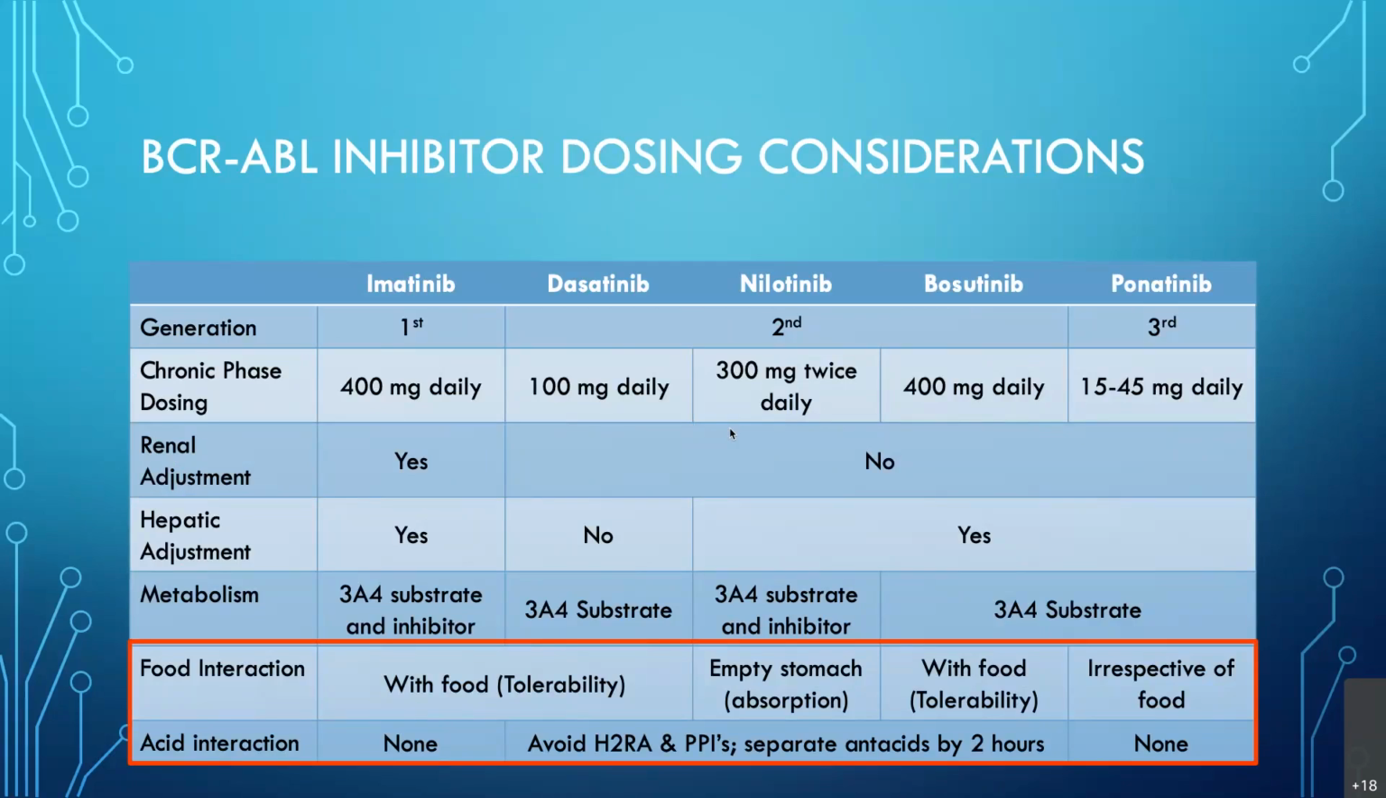There are some recommendations in some of the package inserts that you can space out H2RAs by 10 hours due to data in other malignancies showing a decreased response in some of those patients. I prefer just to avoid them entirely where we can and try to stick to things like Tums separated by at least 2 hours. Additionally, because H2RAs and PPIs are both over the counter, this is something that we always need to be kind of screening for and making sure patients are aware of. So something that can definitely affect therapy.